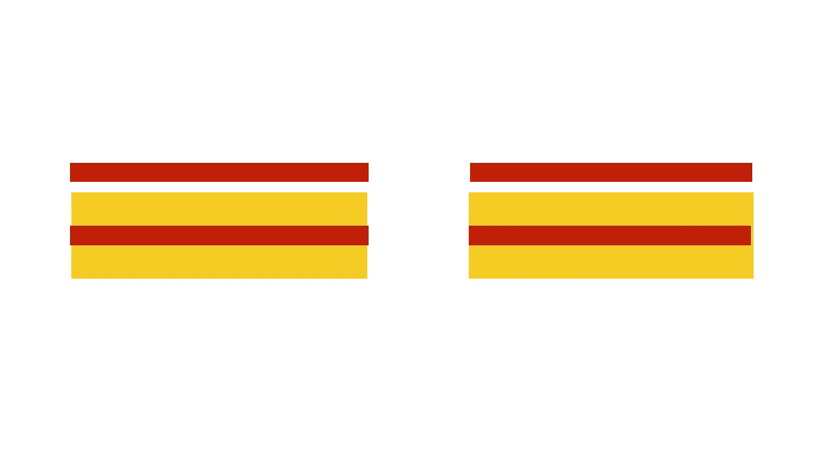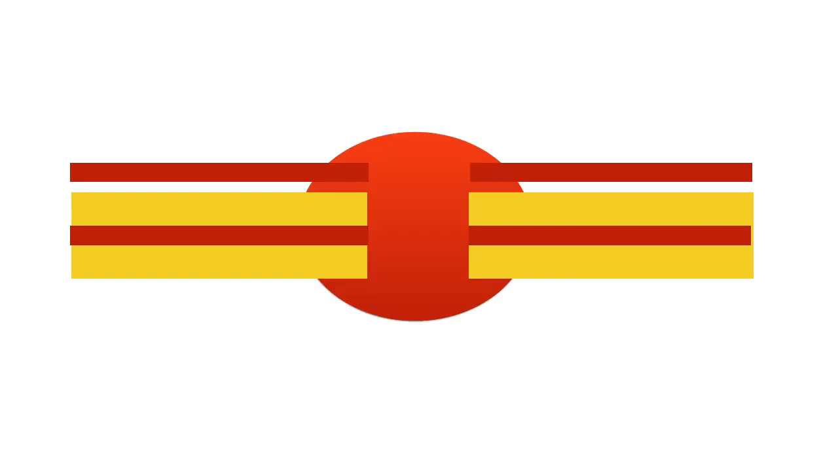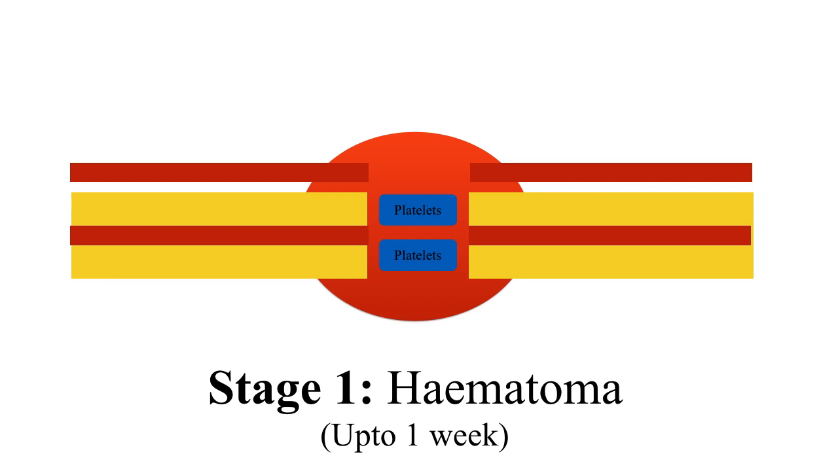So what will happen once the blood vessels get ruptured? There is a collection of blood, or in other words, a collection of hematoma around the fracture site because of the rupture of periosteal and the intramedullary blood vessels. This hematoma, in addition to all the cells, also contains platelets which form a clot. So this is the first stage of fracture healing. That is, stage 1 is the stage of hematoma formation, which occurs within the first week.